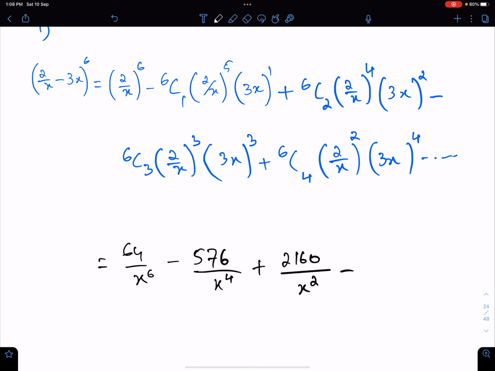Now the next term is 6c3. Let me check 6c3. 6 into 5 into 4, over 3 into 2. So this is 2, this is 2. So 4 times 5 is 20. So this is 20, this is 8, and this is 27. So 20 times 8 times 27 makes 4320. And both the x will be cancelled.